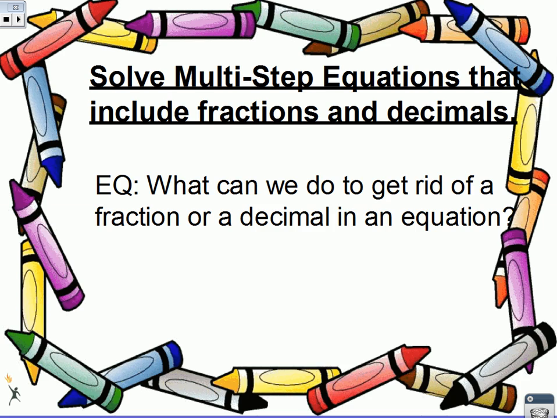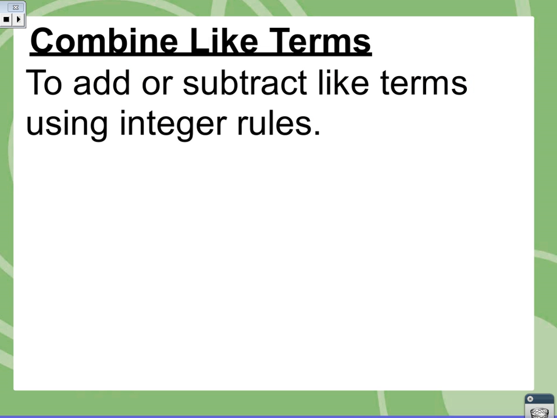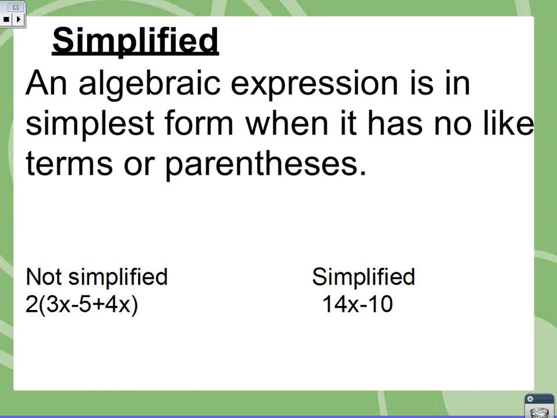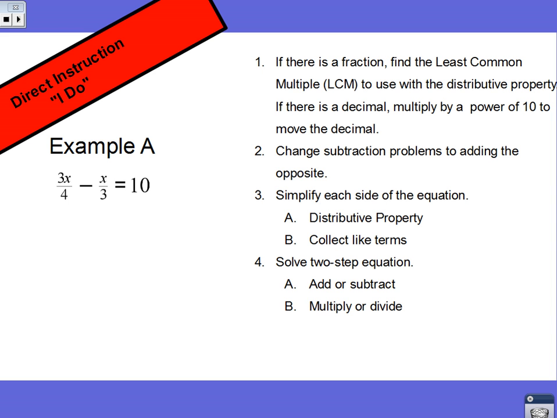A few review words. Combining like terms. Remember, like terms have the same variable and the same exponent. Distributive property is when we get rid of our parentheses. And simplified is when there are no parentheses and no like terms together. I'm going to warn you, today will be a little bit of a longer video because these problems are more complicated, but we can do it.